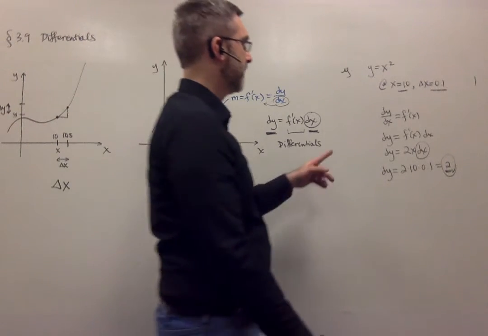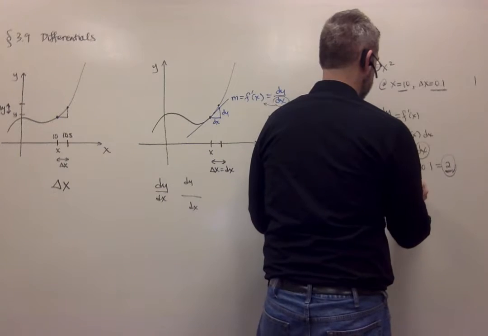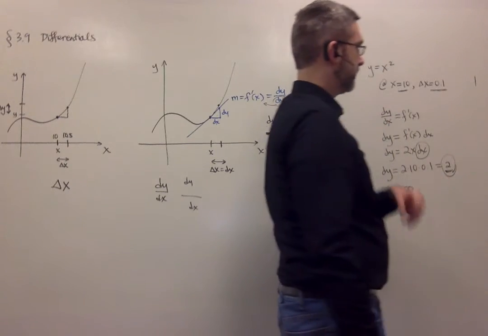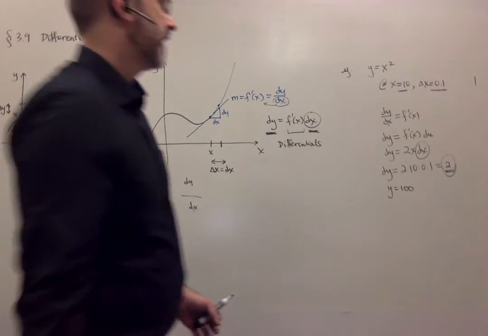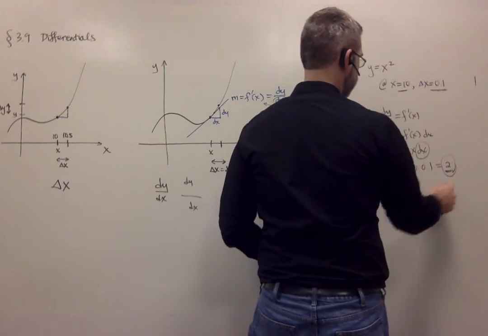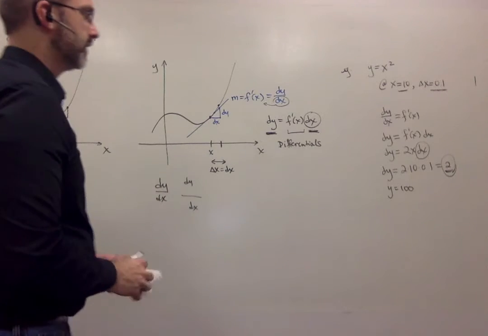Now the y value at 10 would be 100. But the error there would be 2. So whereas we had 1% error in x, we ended up with 2% error in the y value.